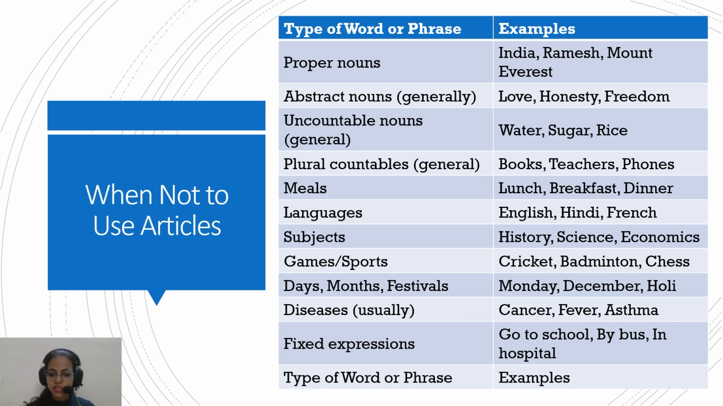Same with subjects: history, science, economics. We do not use an article before them. Games or sports: cricket, badminton, chess. Diseases: usually when talking about diseases we do not use articles, such as cancer, fever, asthma. Fixed expressions: go to school, by bus, in hospital. These are also not preceded by articles.